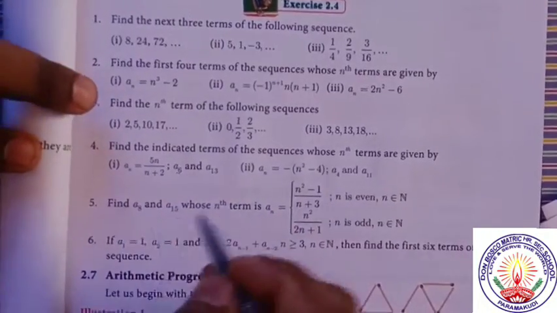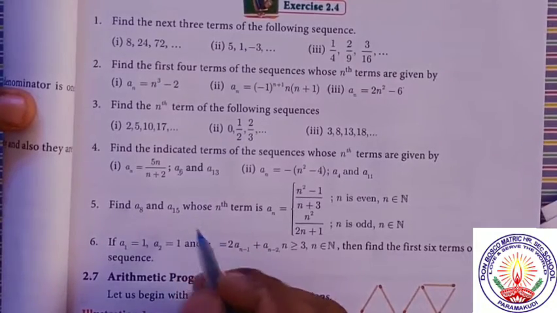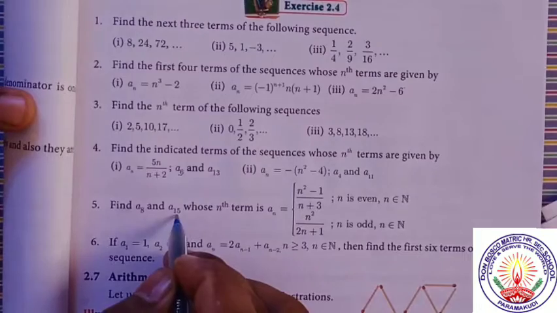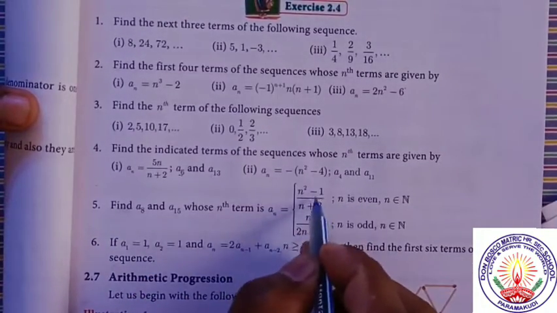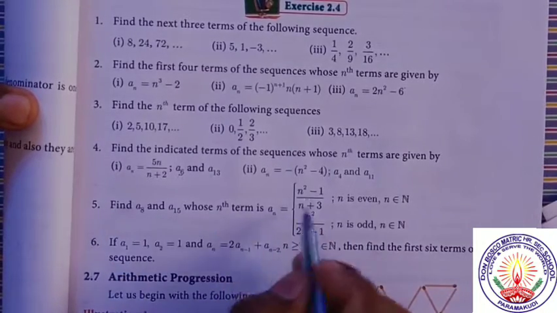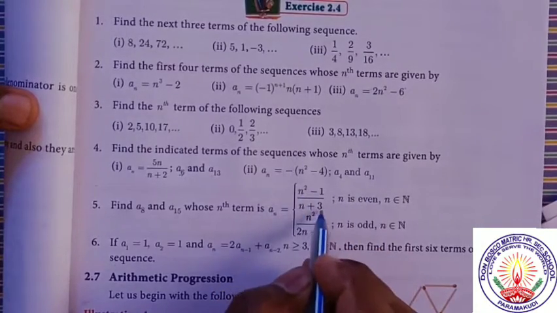Question number 5. Find a8 and a15. It is also the same question. a8 means here n is even. a15 means 15 is odd. When n is even, you have to apply this formula. When n is odd, we have to apply this formula. So a8 means n is equal to 8, and 8 is even. So 8 square minus 1 divided by 8 plus 3.